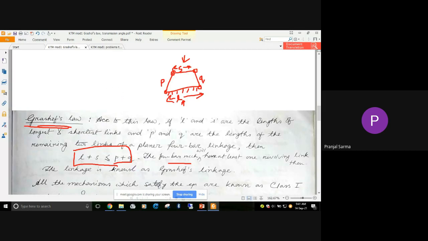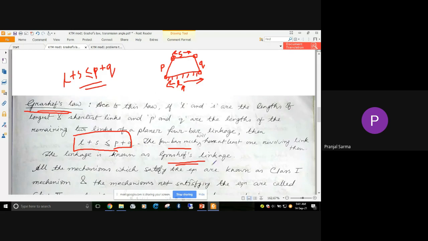Okay, and if that means this particular law is being satisfied, L plus S, these are nothing but the link lengths. L plus S is less than or equal to the addition of the lengths of the other two links, that is P plus Q. If it is being satisfied, then this kind of linkage is known as a Grashof linkage. And whenever they are satisfying it, this class of links is also known as class 1 mechanism.